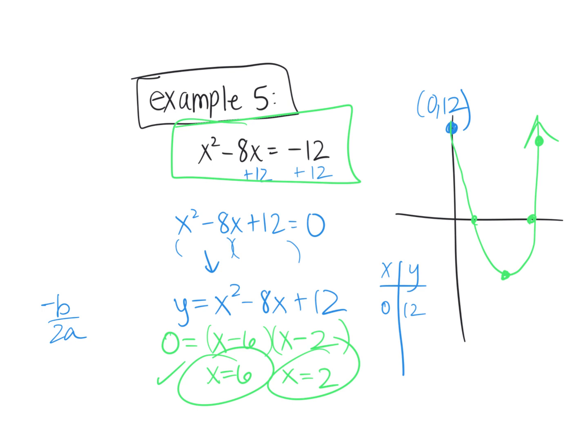You could plug it in. It should work. Let me just do a quick test. I know this video is getting long. I apologize. So 6 squared is 36. Minus 8 times 6 is 48. 36 minus 48 is negative 12. So I plugged it into this original problem, and that worked. Again, I could plug in a 2, and it will work as well.